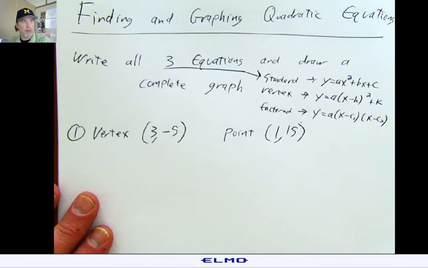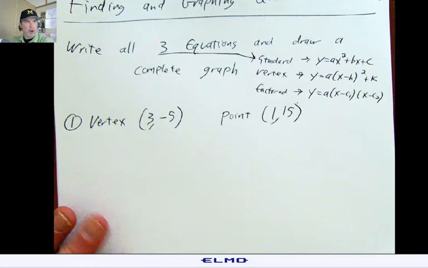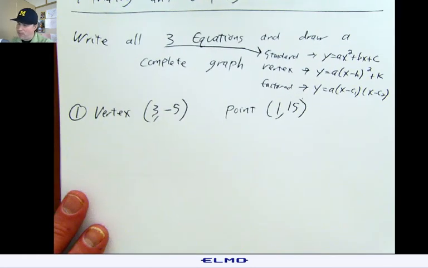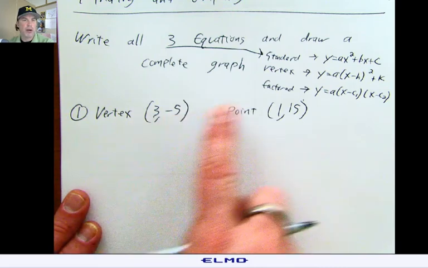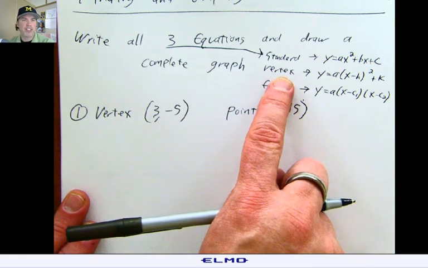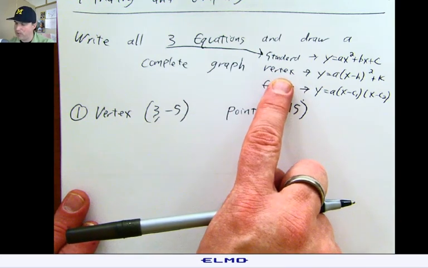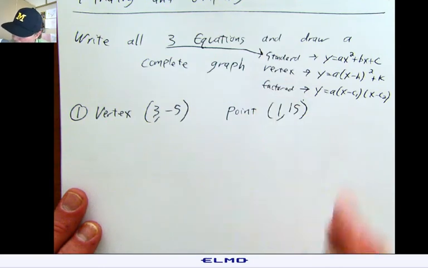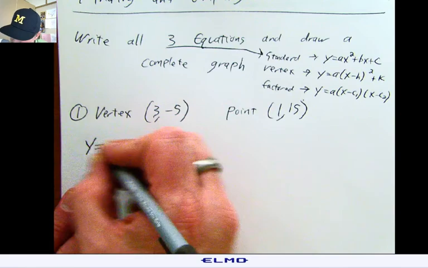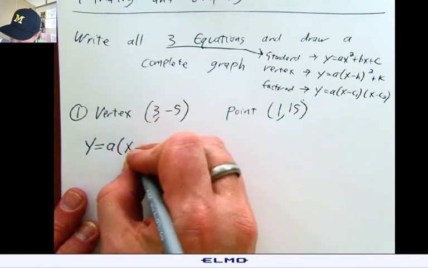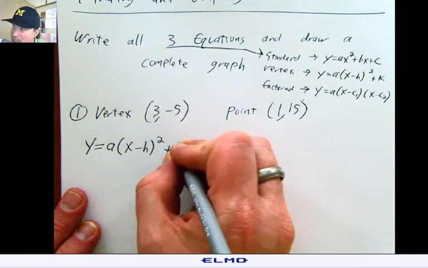And draw a complete graph. These are kind of long problems. So, because they're giving me the vertex here, it'd be a good idea to start off using vertex form of the equation. So, I start off by writing out the equation, y equals a parentheses x minus h quantity squared plus k.